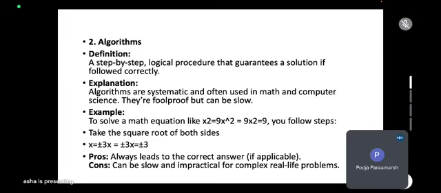Again, there are pros and cons. They always lead to the correct answer. Obviously, because whenever you follow the formula, it is guaranteed that you will get a 100% correct answer if you follow the proper formula. The con is it can be slow and it can be impractical for complex or real life problems.